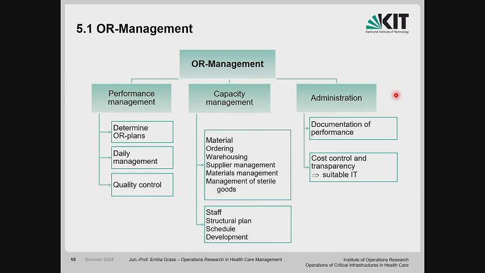Administration is clear, it's pretty boring: documentation of performance and cost control and transparency. Capacity management consists of, do we have enough material and do we have enough staff to do the operating and to do the surgeries? And then on the left-hand side, we have the performance measurements, so how to measure how good the surgeries are, what kind of quality control do we have. These are laws of how to report quality. So one measurement is, for instance, the surgery duration, okay, and this has to be reported also on a daily basis.